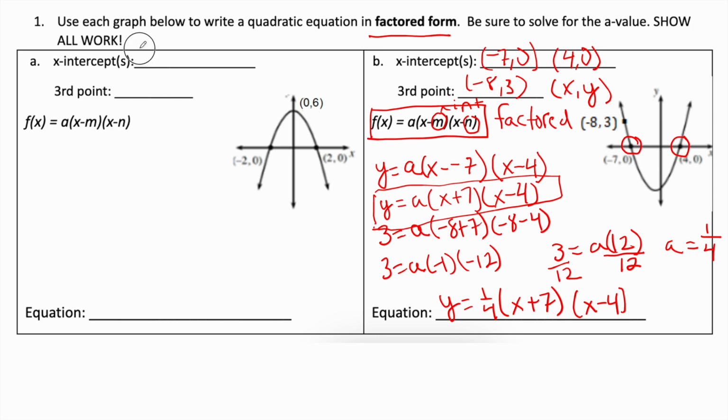Okay. (-2, 0) and (2, 0) are our x-intercepts. Our third point is (0, 6). That's a nice third point because 0 is always really easy to work with. Plug in our m and n values. So again, I'm changing that to y equals a times (x minus -2)(x minus 2). Minus negative turns to a positive.